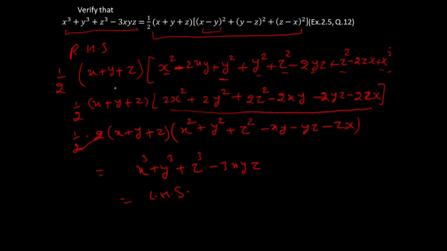Let me tell you again. I just opened these three identities, and I'll be getting that. Simplify. 2 will be common, that will get cancelled. The remaining part is your identity, and that is your left hand side. Hence proved.